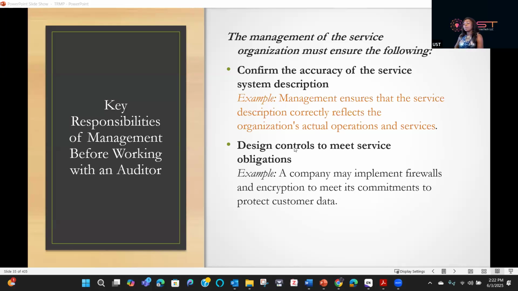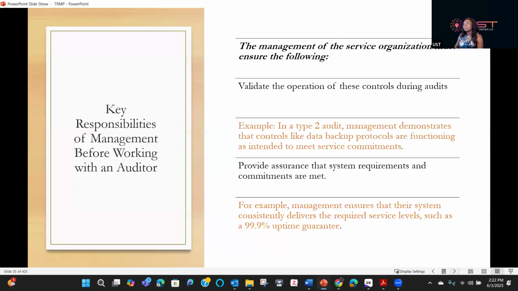Then, talking about controls, design controls to meet service obligations. For example, a company might implement firewalls and encryption to meet a commitment to protect customer data, right? Then also need to validate the operation of these controls during the audit. Say, for example, in a Type 2 audit, management demonstrates that controls like data backup protocols are functioning as intended to meet service commitments. It's not just a matter of validating that, but they have to check to make sure it's effective, right? It's working and it's operational.